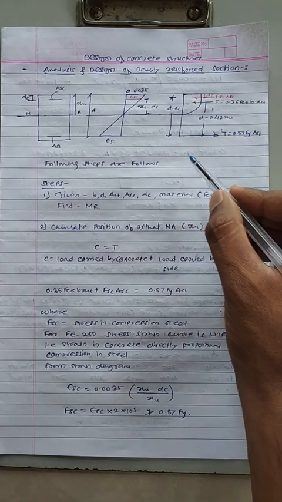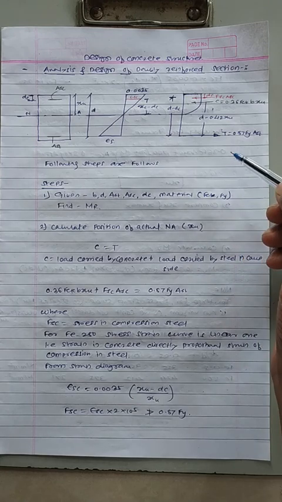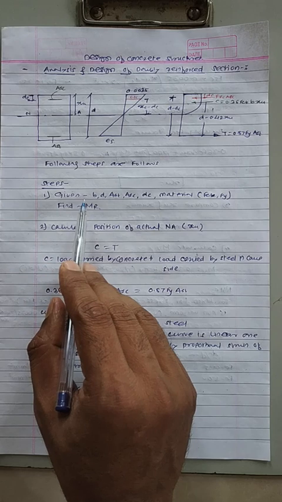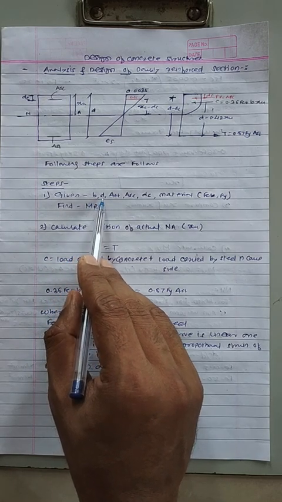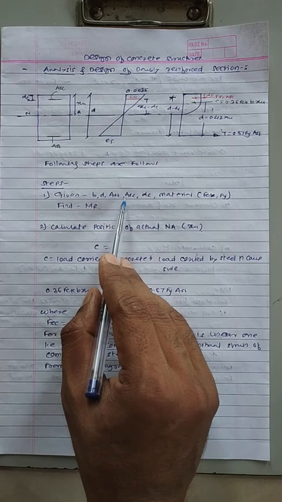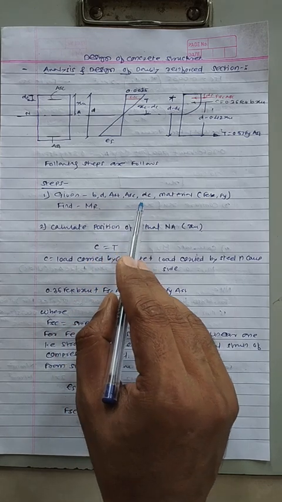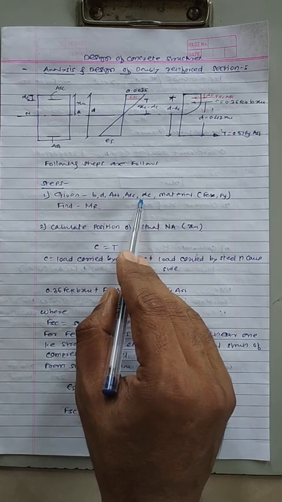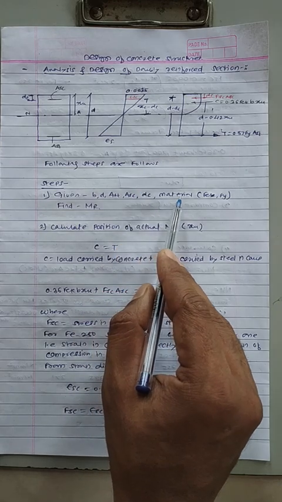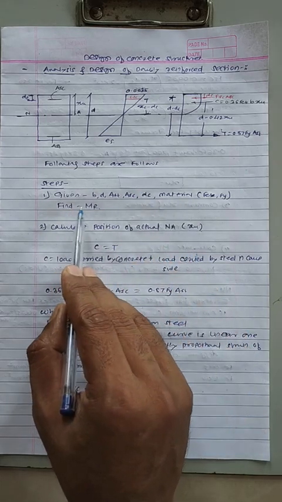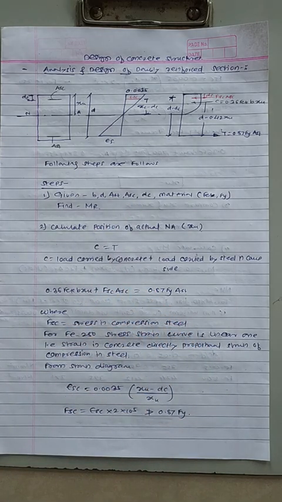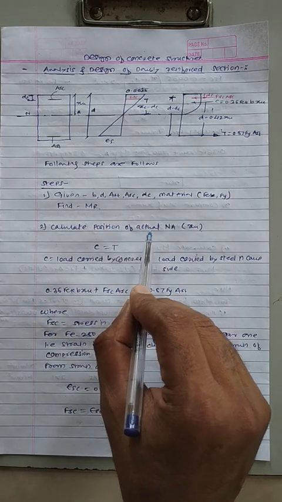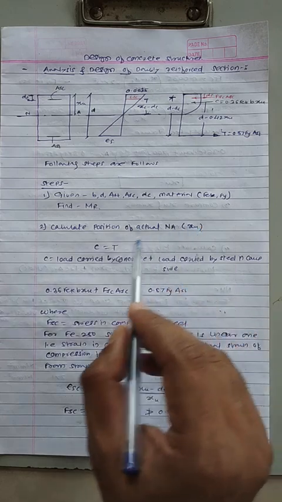The following steps are followed to calculate MR of the beam for a doubly reinforced section. In the given data, B, the width of the beam, the effective depth, the area of steel in tension, the area of steel in compression, then DC, the effective cover on the compression side, and the materials are given. You should find out the moment resistance of that particular beam. The next step is to calculate the position of the actual neutral axis, that is XU.